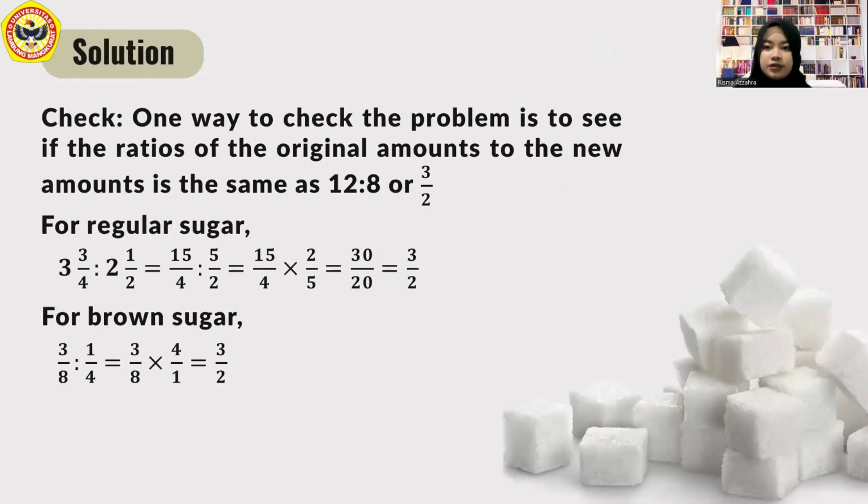So we have to check this answer. One way to check the problem is to see if the ratio of the original amount to the new amount is the same as 8 to 12, or 2 over 3, for regular sugar. As you can see on the screen, we just do this equation over here. Take a look at it.